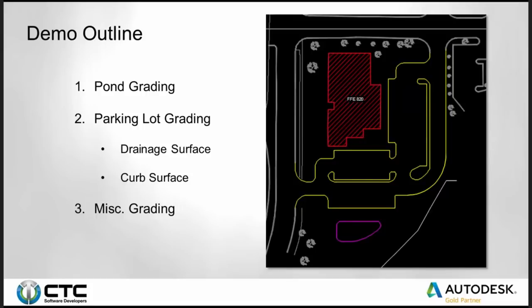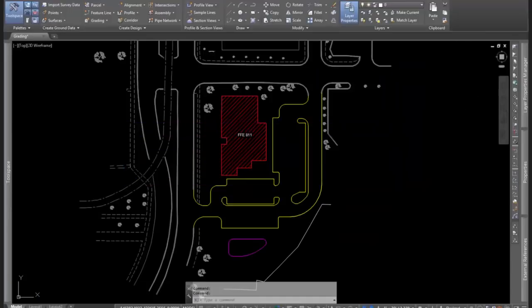And we're going to look at making a couple surfaces. One will be a drainage surface, one will be a curb surface. And I'll talk more about that in detail once we get there. Then we'll have some miscellaneous grading to tie into an existing building that's there, and then also between the pond and the parking lot and so forth. So that's what we're looking at. So let me jump into Civil 3D.